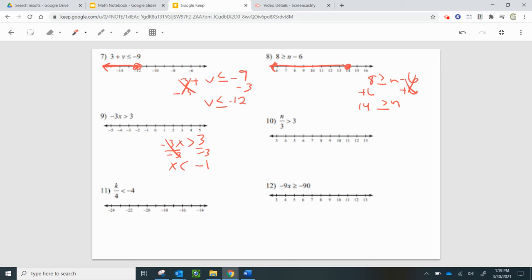So I'm finding negative 1, drawing a circle. It's going to stay open because it's not or equal to. And now we know x is less than. So I'm going the less than route. What I want you to try right now is pausing this video. See if you can do 10, 11, and 12 by yourself without me. And then when you're ready, turn the video back on so you can check yourself and then obviously fix any mistakes you have. Okay, so go ahead and pause.